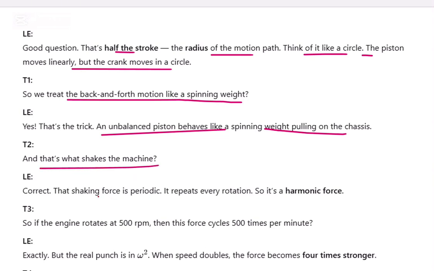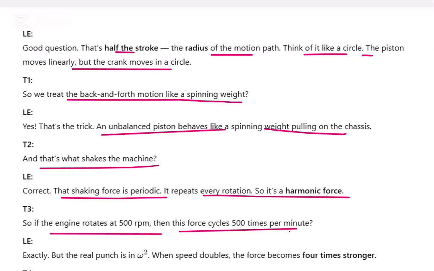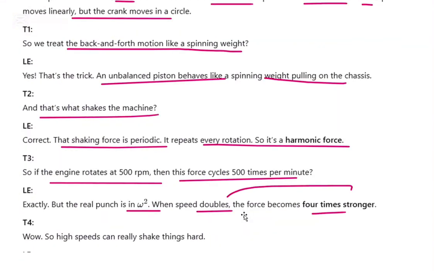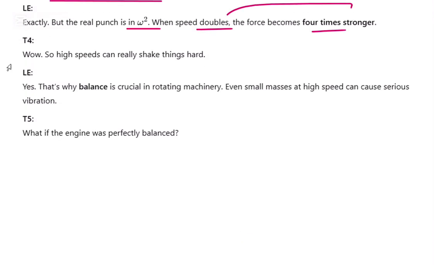That's what shakes the machine, right? That shaking force is periodic. It repeats every rotation, so it's a harmonic force. So if the engine rotates at 500 rpm, this force cycles 500 times per minute. But the real punch is omega squared. When the speed doubles, the force becomes 4 times stronger. So high speeds can really shake things hard.